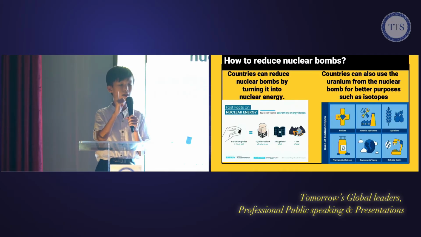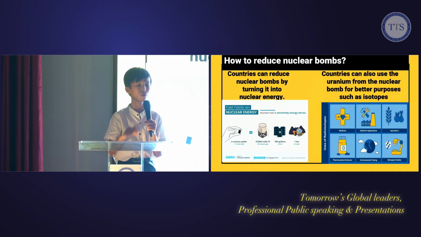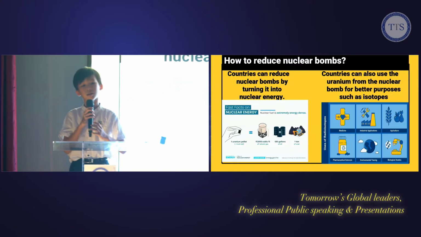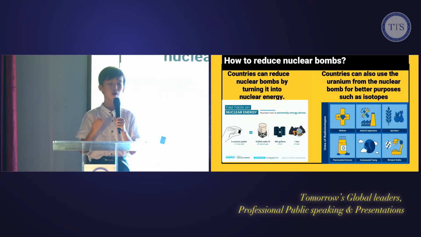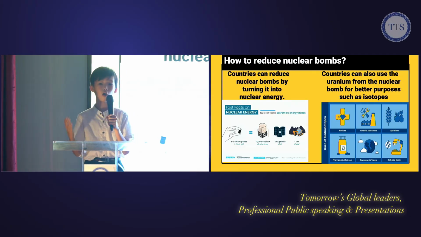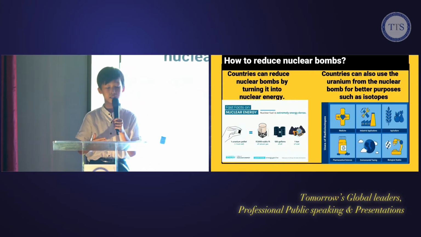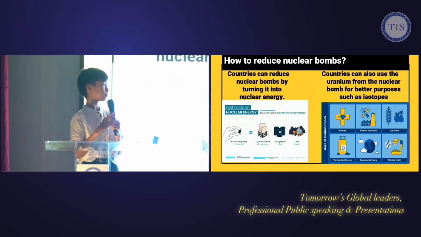One nuclear pellet, a uranium pellet, is equal to 1 ton of coal, which is 250 million kilowatts per hour. One nuclear bomb has an average of 64 kilograms of highly enriched uranium. If the United States converted all of its nuclear bombs into nuclear energy, the energy would be able to power the United States for 2 consecutive years.